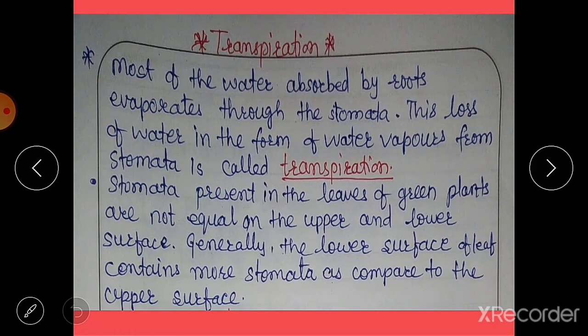Then what is transpiration? Most of the water absorbed by the roots evaporates through the stomata. Now what are stomata? Stomata are the tiny pores present on the leaves of green plants. This loss of water in the form of water vapor from the stomata is known as transpiration. Transpiration is the movement of water from the plants in the form of water vapor.